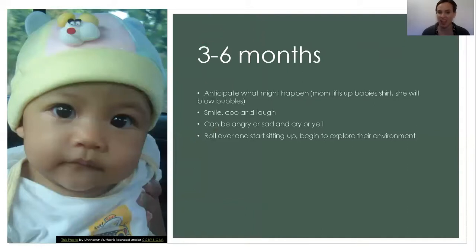3 to 6 months old, we're looking at smiling, cooing, laughing, and they are showing some emotions as well. Are they angry? Are they sad? Are they crying? Are they yelling? They're also exploring their environment. They are able to roll over, they'll start sitting up, those types of things. So they're not just being held or laid on the floor. They can be a little bit more mobile, or at least a little bit more interactive with their environment. They also might start to anticipate what happens. So if I lift up a baby's shirt to give them raspberries, they're going to start smiling right away.